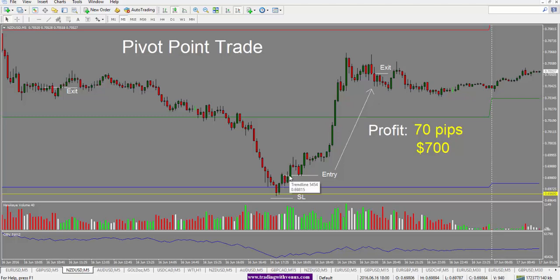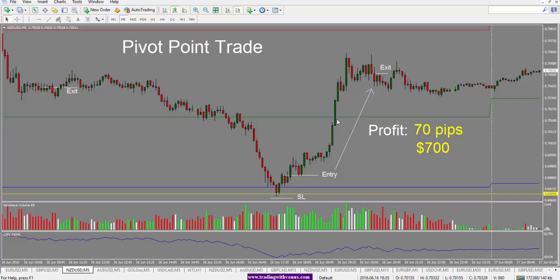So we can take our entry on close of this green candle here, and our stop loss would go below the low. We just want to make sure that we give it a few pips below the low so that we don't get just taken out of the trade here. So we would enter here, stop loss goes below, and we are looking for price to go into the pivot point here. So that will be the first target, and the next target would be our R1 level.